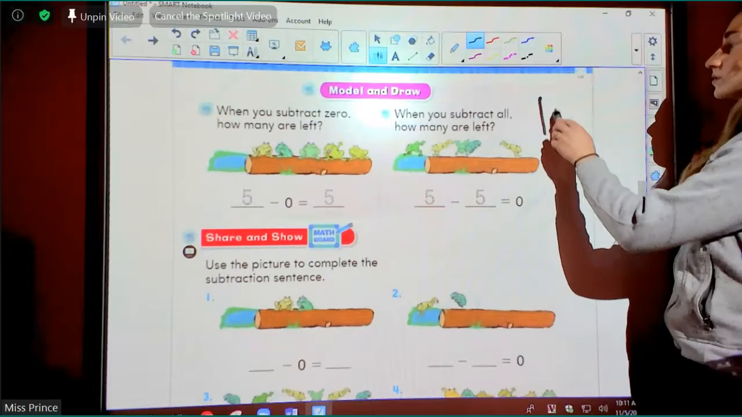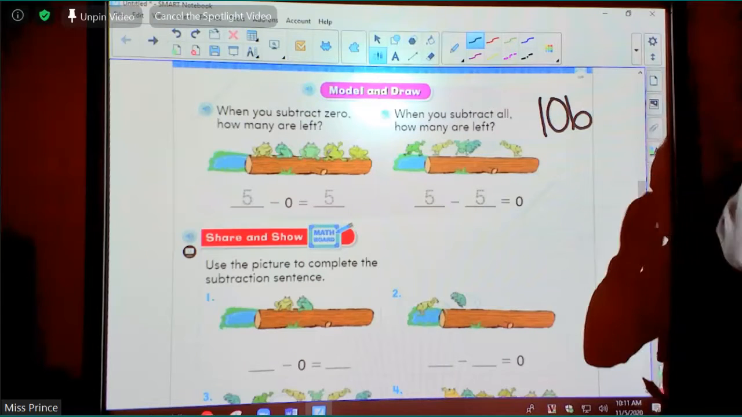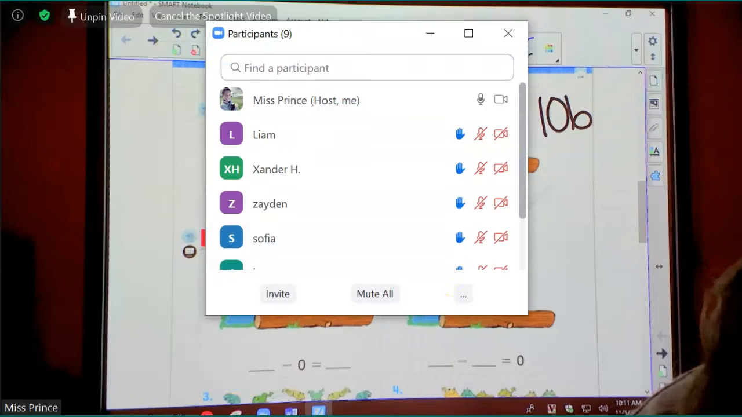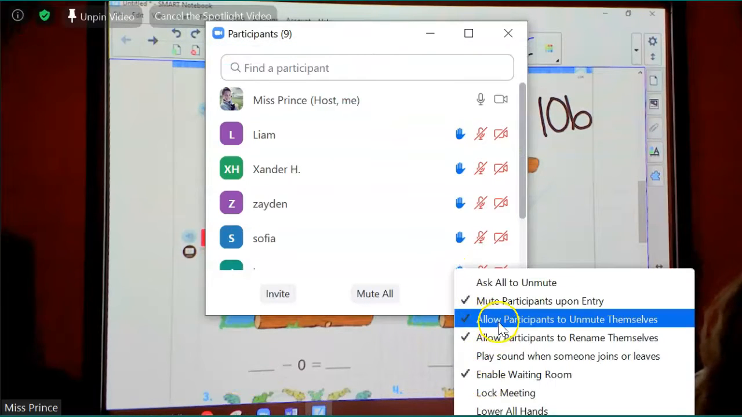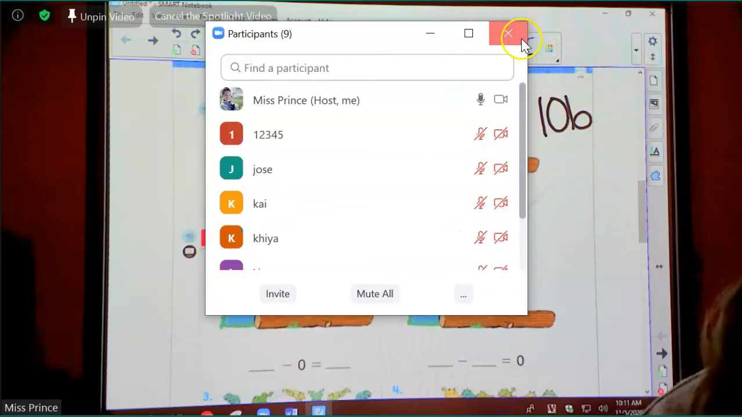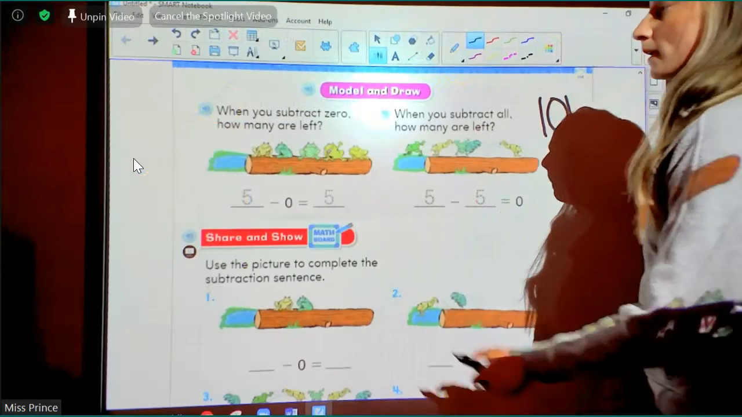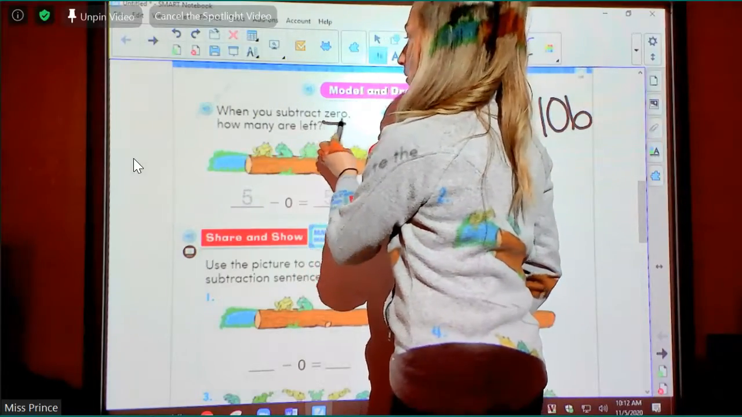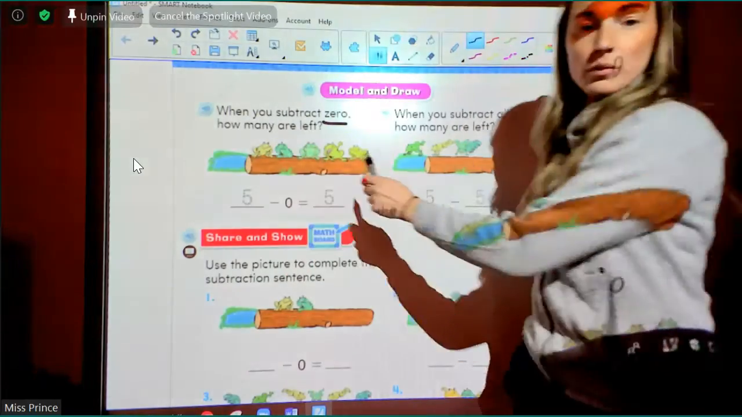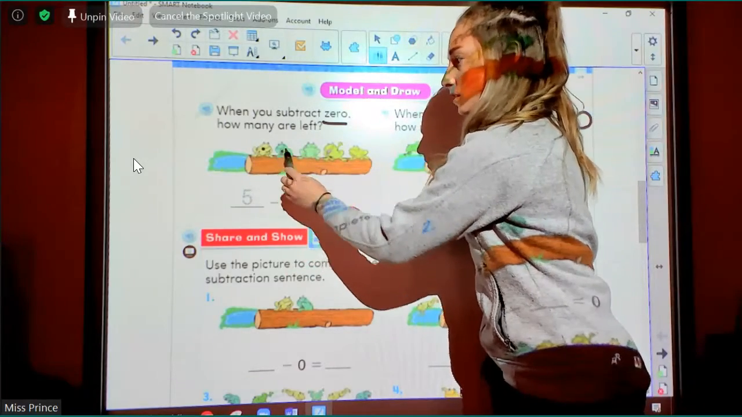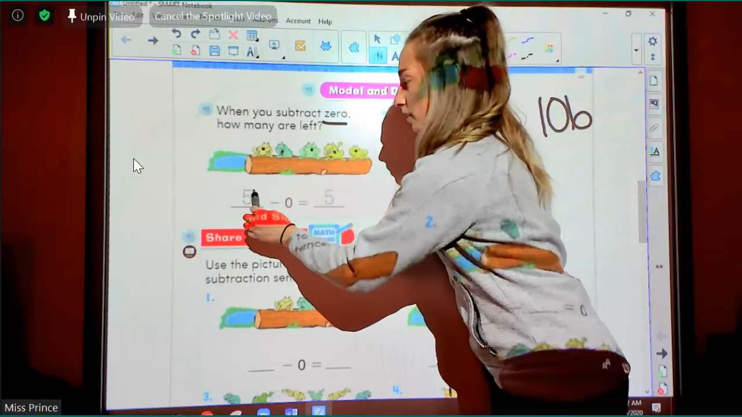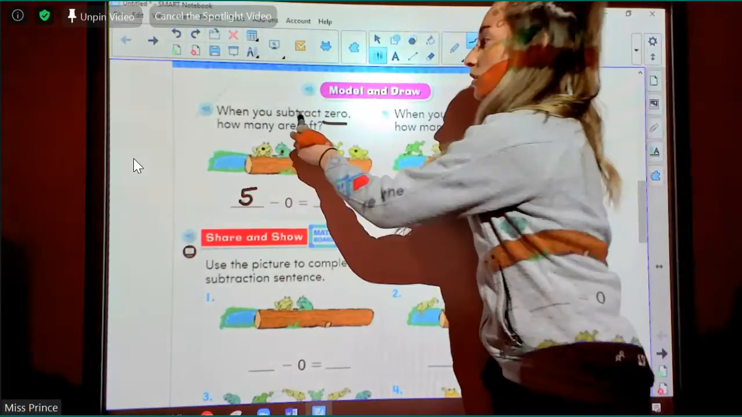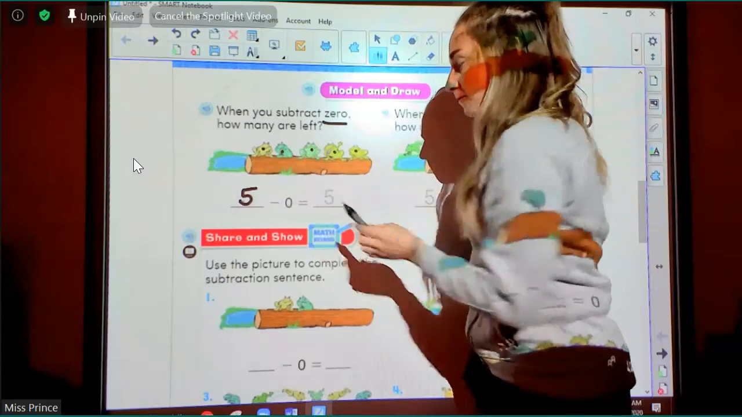All right. We are going to the next page. This is page 106. Can you make sure you're there? Okay, I'm going to put all hands down so that I can call on some students. Here we go. Model and draw. When you subtract 0, how many are left? So, we have 5 frogs here. 1, 2, 3, 4, 5. We're starting with the biggest number, which is 5. We're subtracting 0. We're not taking away any frogs.